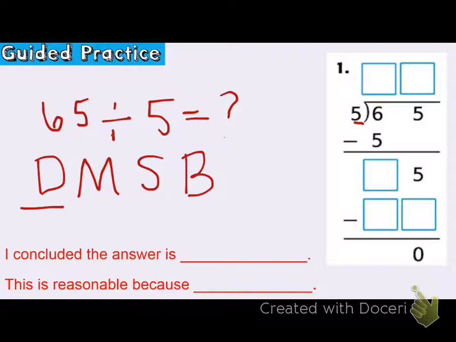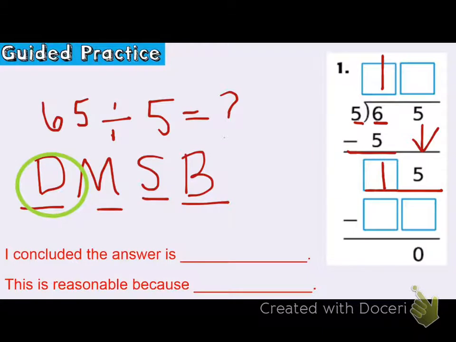How many times will 5 divide into 6? Well, 5 times 2 is 10. That's too big. It's 1. Multiply. 5 times 1, well, that's 5. So I can go ahead and subtract 5. And I get 1. Bring down the 5. Okay, now I have 15, and I can go back to divide.